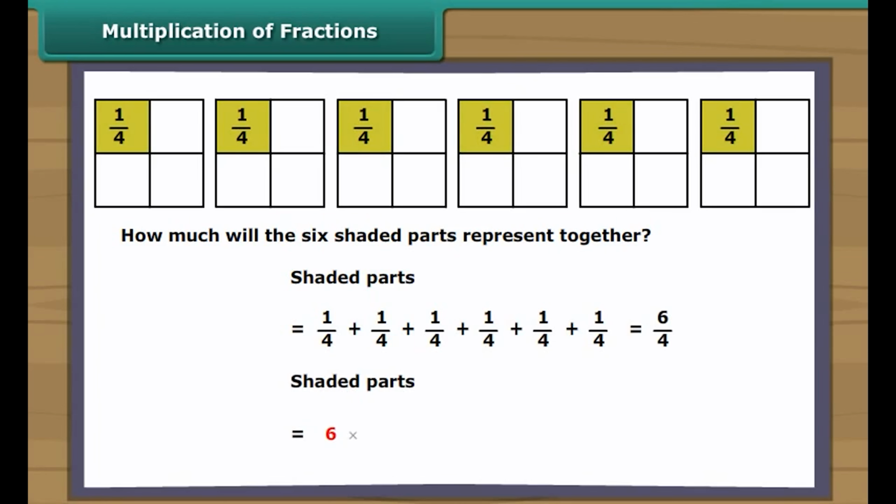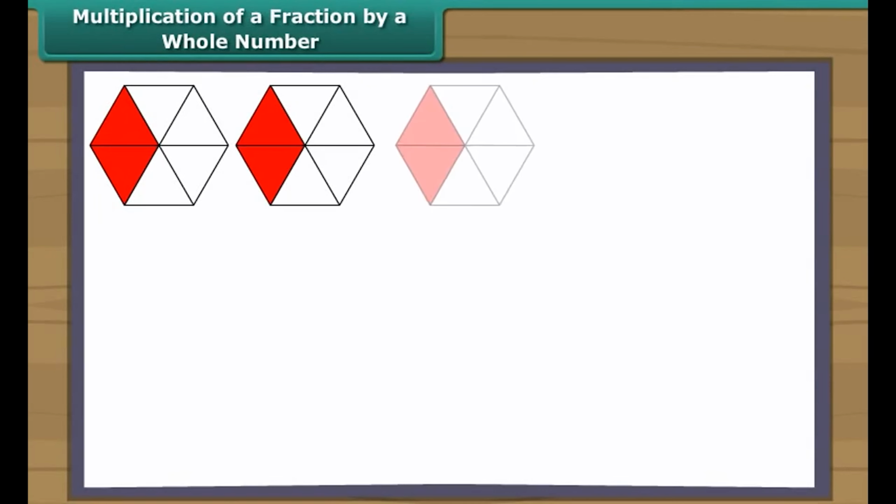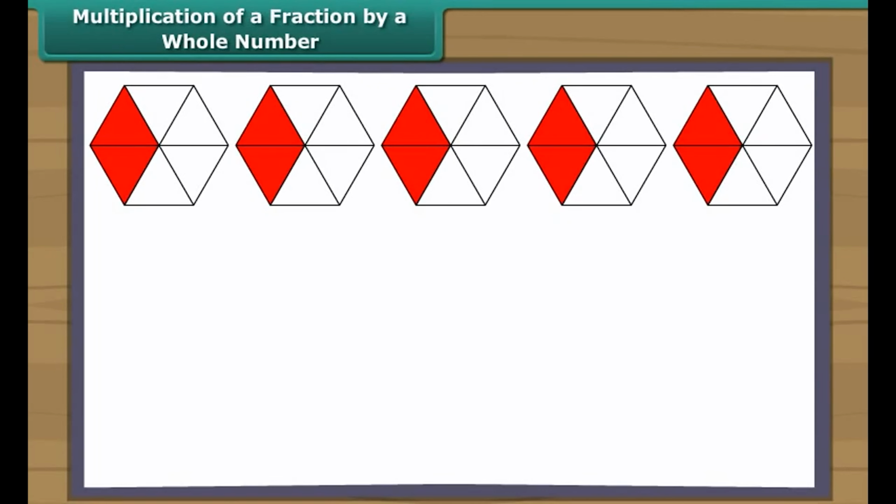This can also be solved by multiplying the numbers of shaded parts with each shaded part. Let us discuss the multiplication of fractions with the help of few examples. Multiplication of a fraction by a whole number. Look at these hexagons and find out the total red-colored part. 2/6 of each hexagon is red-colored.